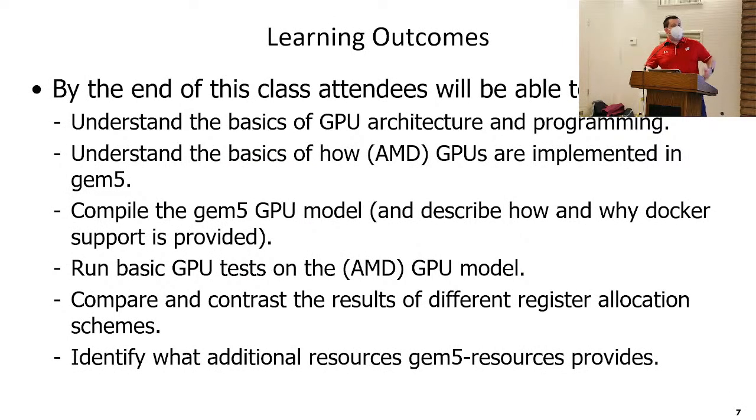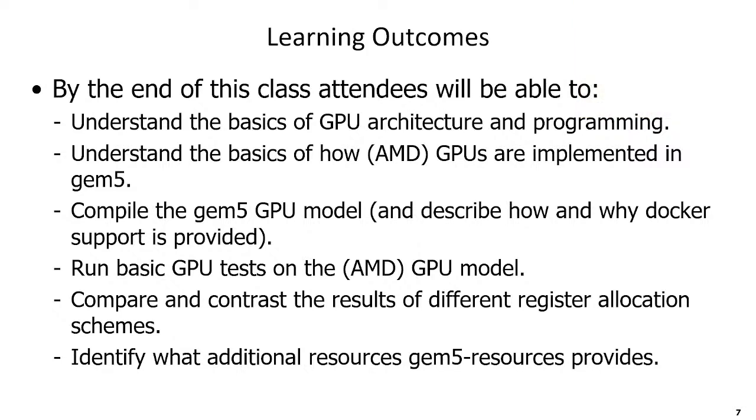And so what we're going to do over the next couple hours is I'm going to first go through the basics of GPU architecture and programming. And the goal is that by the end you'll understand the basics of how AMD GPUs are implemented in Gem5. You'll be able to compile the Gem5 GPU model and understand why we use this extra Docker support that Jason referenced at the beginning. Then we're going to run some basic tests, and we're going to look at different configurations and how they impact the results for the exact same application running in that GPU model.